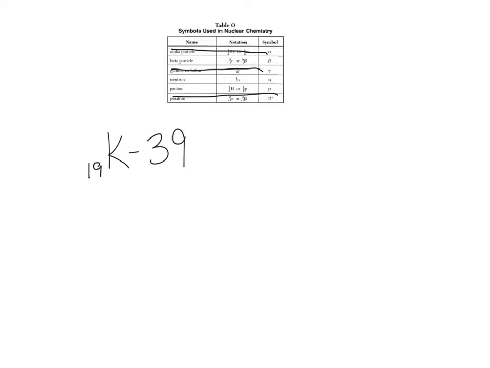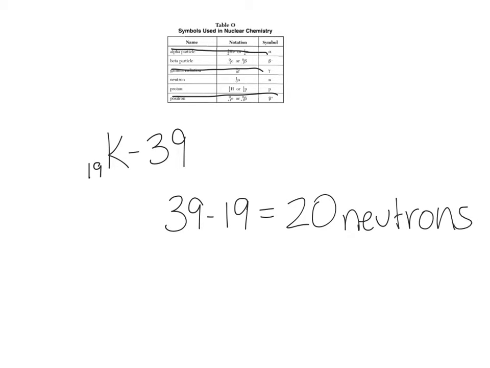In order to calculate the number of neutrons, since only protons and neutrons have mass, you're just going to find the difference between the two. So we take our mass of 39 and subtract the 19 protons, and you will find that you have 20 neutrons. So the atomic mass is always protons plus neutrons. You can calculate the number of neutrons by subtracting the number of protons, or the atomic number, from the mass you're given.